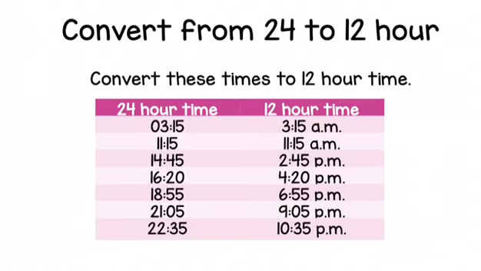And finally, 22:35. Again, 22 is obviously bigger than 12, so we know it's PM. You do 22 take away 12, that equals 10, which means that our time is equivalent to 10:35 PM.